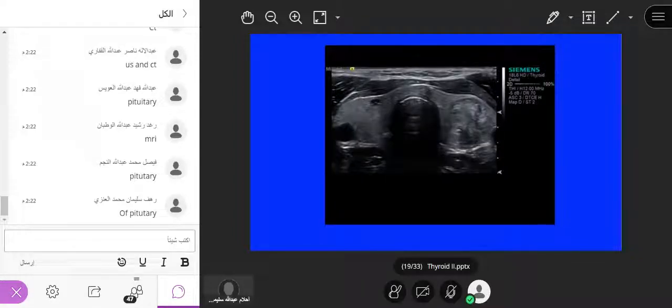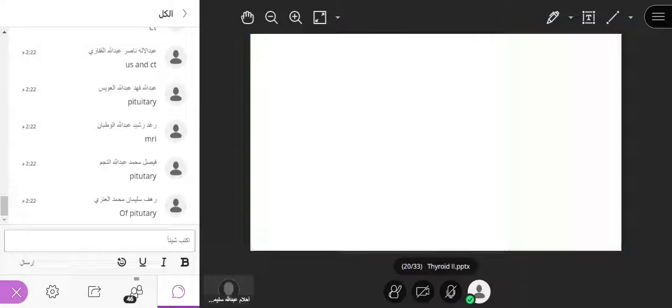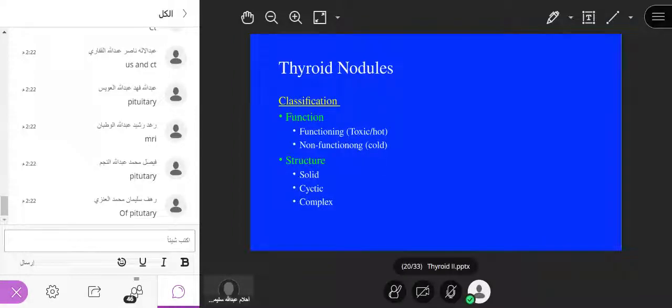All right, so this is an ultrasound of the thyroid. This is the trachea, and we have the right lobe, isthmus, and the left lobe. We can see there is a nodule within the left lobe. The gray homogeneous color is a normal thyroid. Once it changes, and there is a halo, it is a thyroid nodule. So let's talk about thyroid nodules.